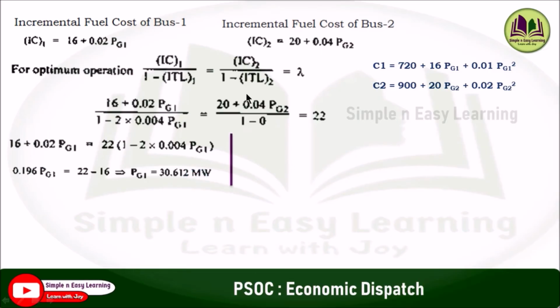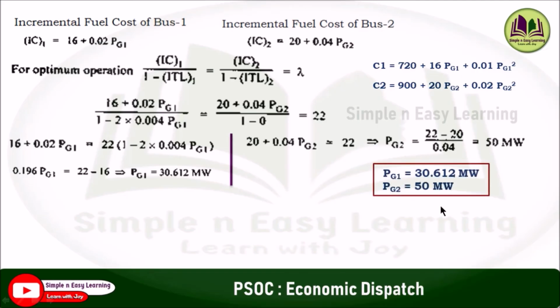Now equating the second term, 20 plus 0.04 PG2 divided by 1 minus 0 equals 22. This gives 22 minus 20 divided by 0.04, which equals 50 megawatt. So the power generation is PG1 equal to 30.612 megawatt and PG2 equal to 50 megawatt.